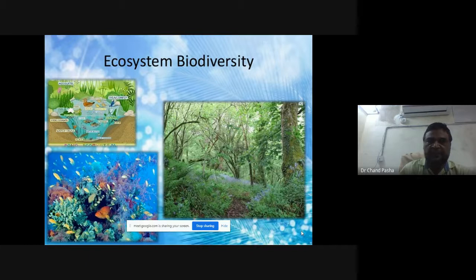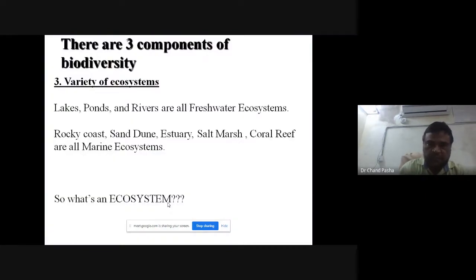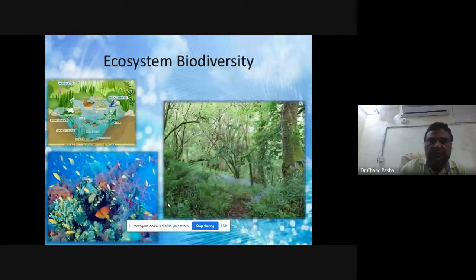This is a pond ecosystem. This is a tropical forest ecosystem, and more biodiversity is there in the case of tropical forest. And this is the coral reefs. The third one is coral reefs. So these are the different types of biodiversities we have.